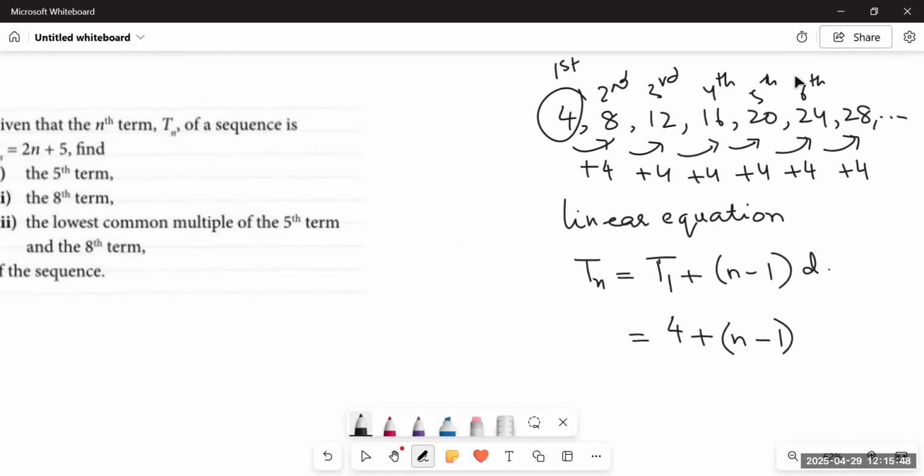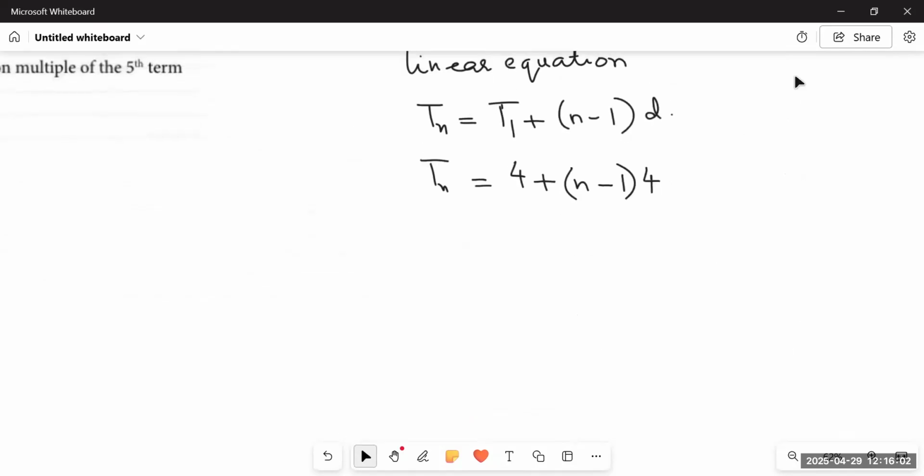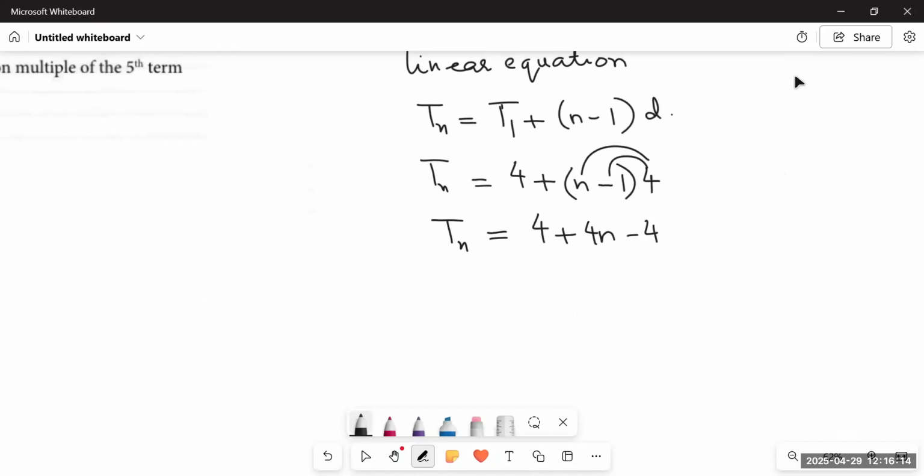Since we are generating the formula, we are not going to touch Tn or n. And in place of d, what am I going to write? d means the common difference. That is the rule. So since it's plus 4, I'm going to write 4 over here. Then we will apply the distributive law to figure out what the formula for this sequence would be. It would be 4 plus 4n minus 4. Now, 4 minus 4 is equal to 0. So the formula over here would be Tn is equal to 4n.